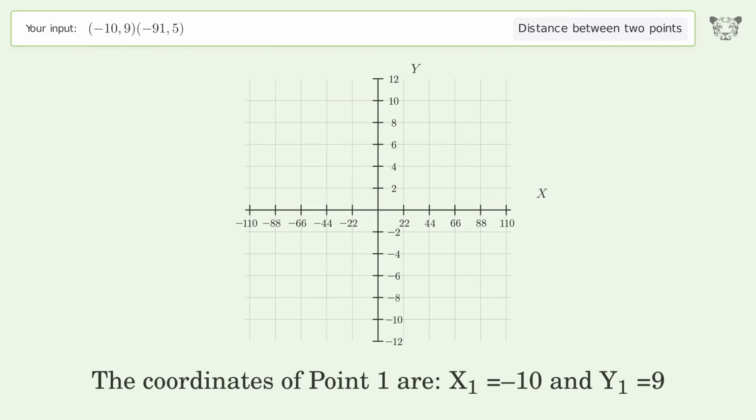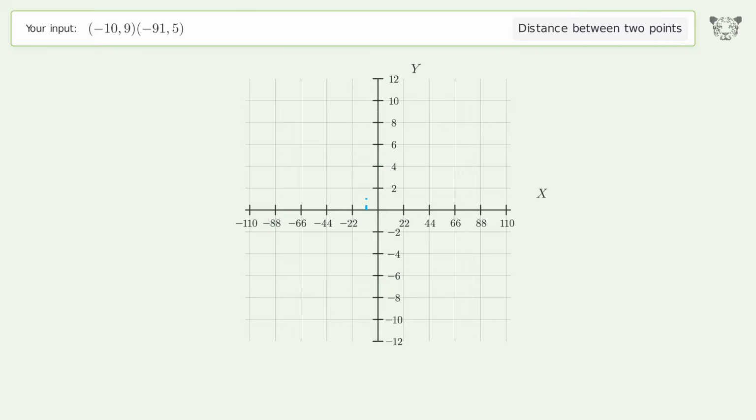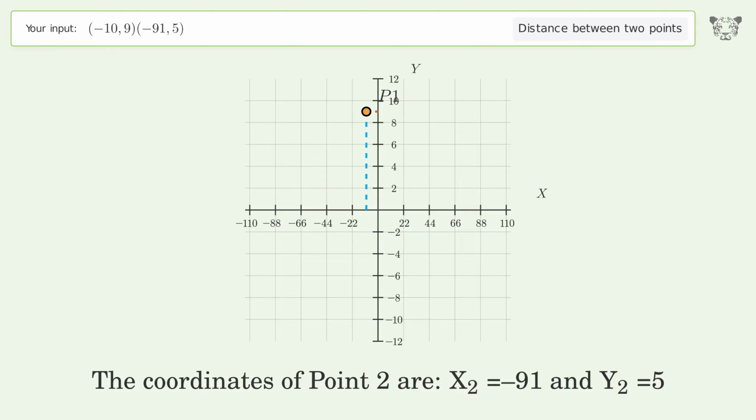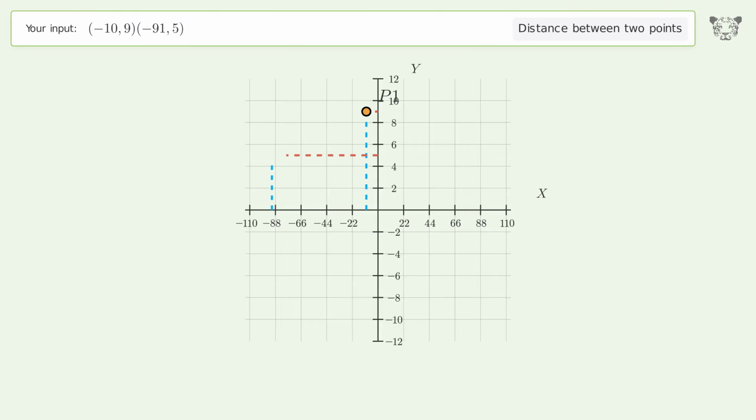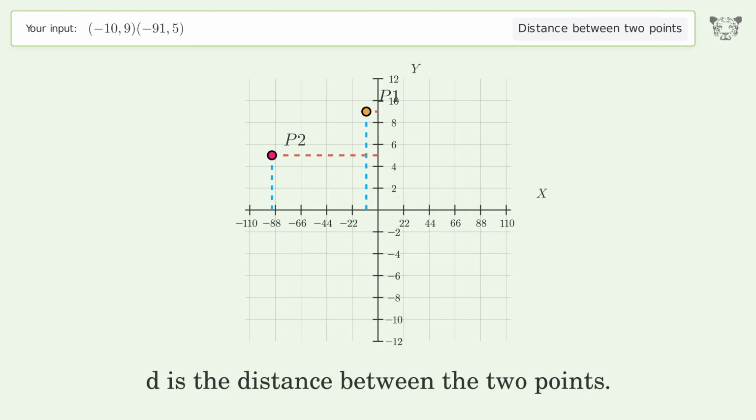The coordinates of point 1 are x1 equals -10 and y1 equals 9. The coordinates of point 2 are x2 equals -91 and y2 equals 5. D is the distance between the 2 points.